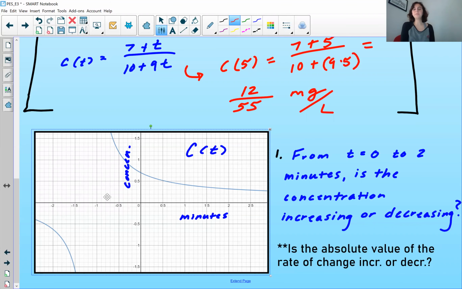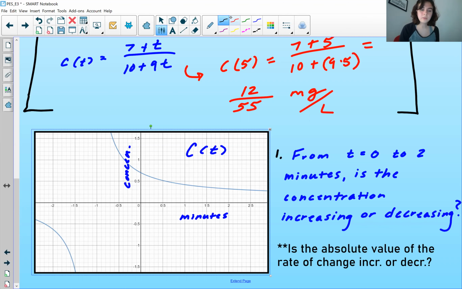So here's one question. From t equals 0 to 2 minutes, is the concentration increasing or decreasing? If you want to pause now and try to think about that, then go ahead. Okay, is the concentration increasing or decreasing? You remember that key feature from some previous videos. When we're talking about increasing or decreasing, we are looking at the sign of our slope. Are our slopes negative on that interval, or are they positive?